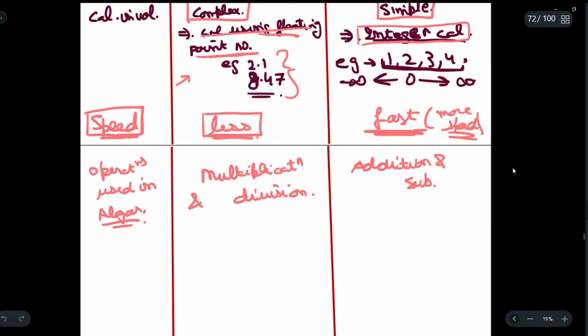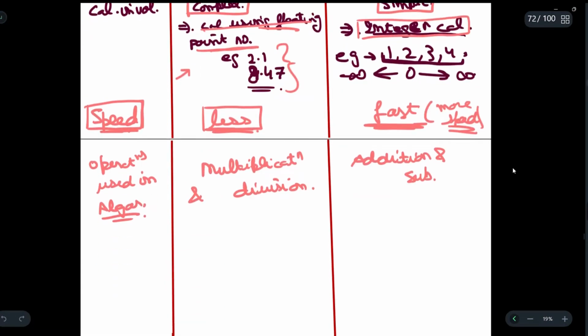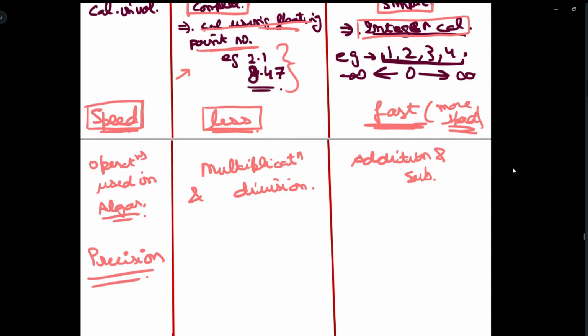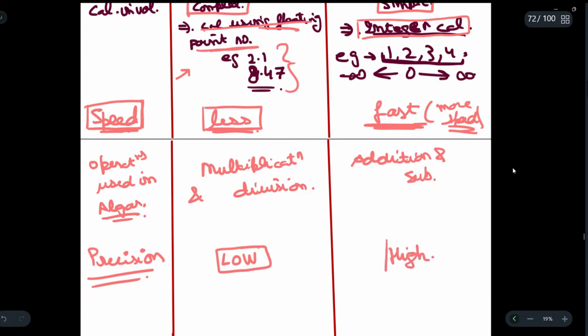So now let us come to the fourth point, that is the precision. By precision we mean how precise our calculations will be and the points that we will get between the 2 points in which we have to draw a line. So the precision of a DDA algorithm will be lower as compared to the precision of a Bresenham line drawing algorithm.